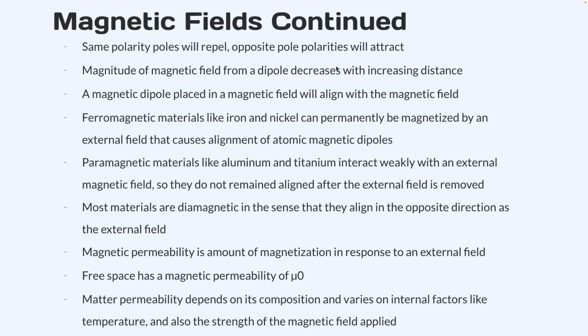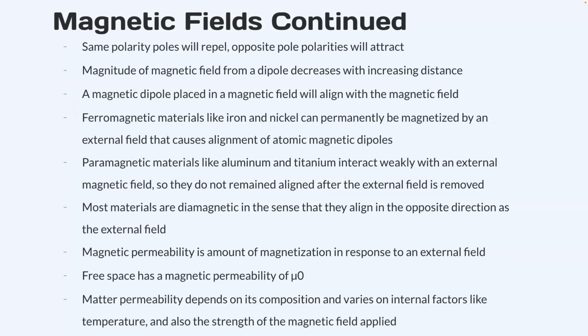Continuing on magnetic fields. Same polarity poles will repel, and opposite polarity poles will attract. Note, this is pretty similar to electric charges, which makes sense. The magnitude of a magnetic field from a dipole will decrease with increasing distance. This also makes sense, just as electric force decreases with increasing distance. A magnetic dipole placed in a magnetic field will align with the magnetic field.